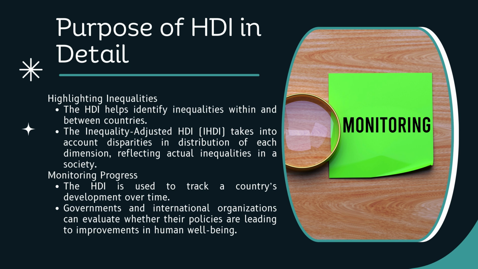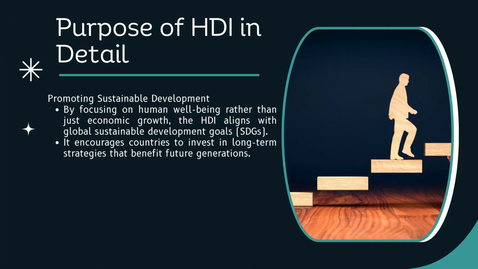Monitoring progress: The HDI is used to track a country's development over time. Governments and international organizations can evaluate whether their policies are leading to improvements in human well-being. Promoting sustainable development. By focusing on human well-being rather than just economic growth, the HDI aligns with Global Sustainable Development Goals, SDGs. It encourages countries to invest in long-term strategies that benefit future generations.